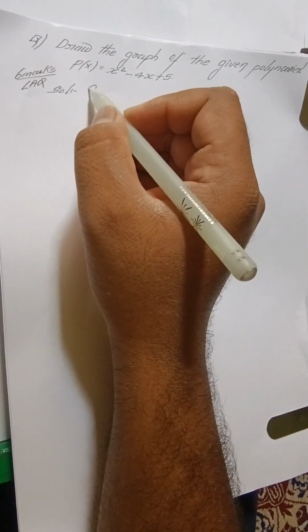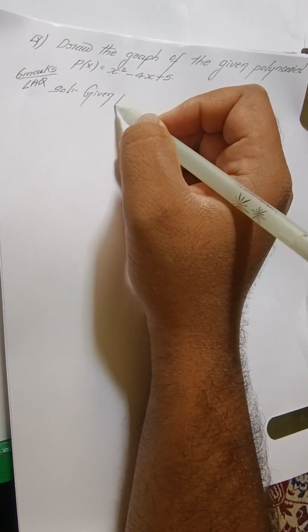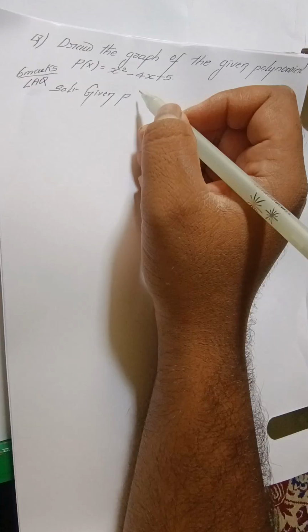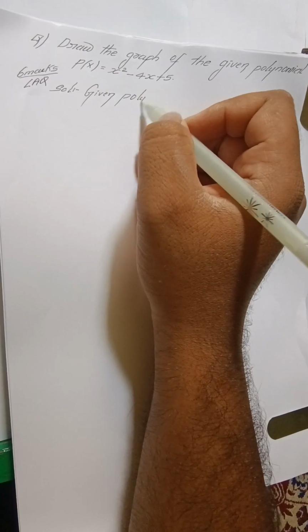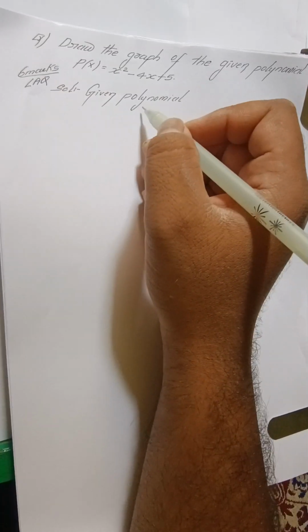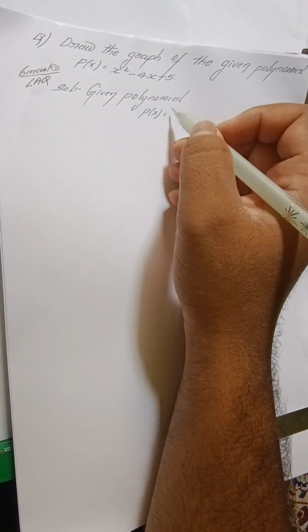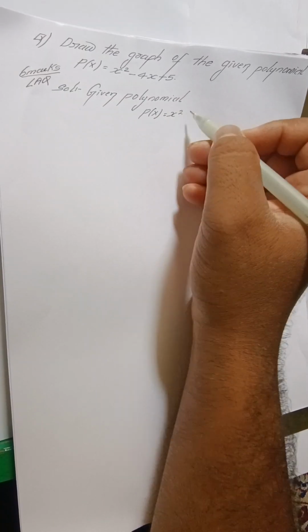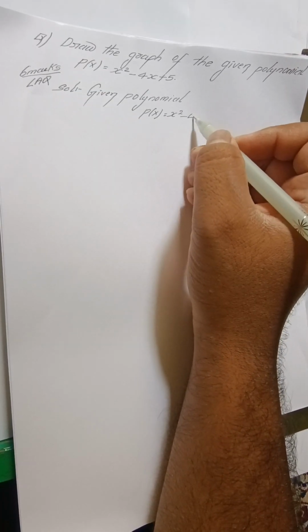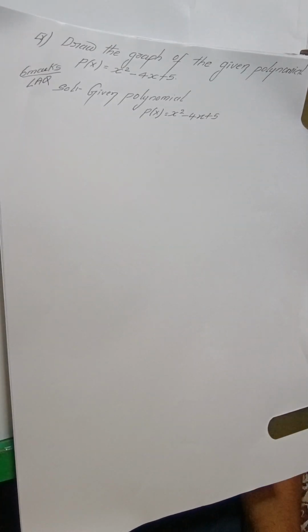Then we will write the given polynomial: p of x is equal to x square minus 4x plus 5. This is our given polynomial. P of x is equal to x square minus 4x plus 5.